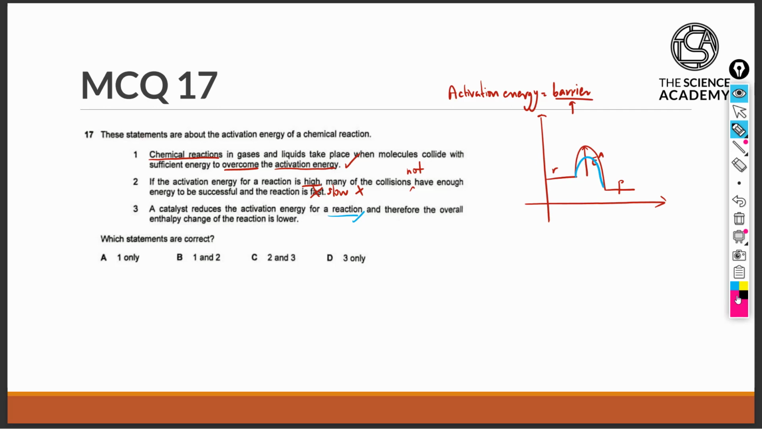However, the overall enthalpy change of the reaction is going to be the change in energy from the reactants to the products. The overall enthalpy change is independent of the value of the activation energy. In the same reaction, with or without the catalyst, the reactants and the products are the same. Hence, the overall enthalpy change will remain the same. Therefore, the second part of statement 3 will be wrong. That leaves us with option A as the correct answer.